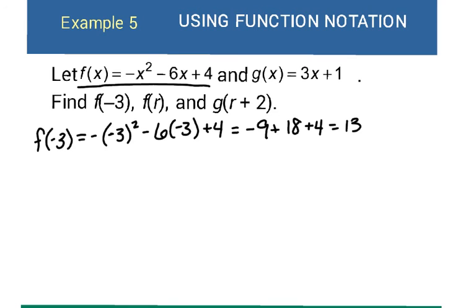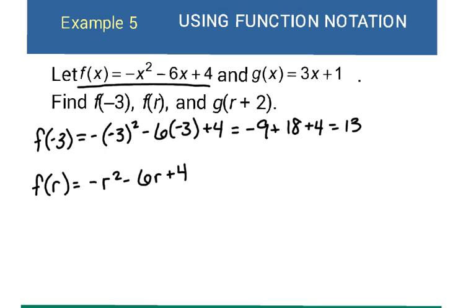And then let's do the same for the next one. It says find f of r. We're going to replace r wherever you see x. So we get negative r squared minus 6r plus 4. And we are done.